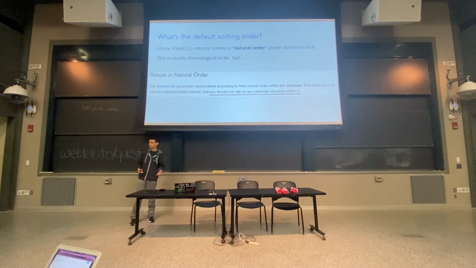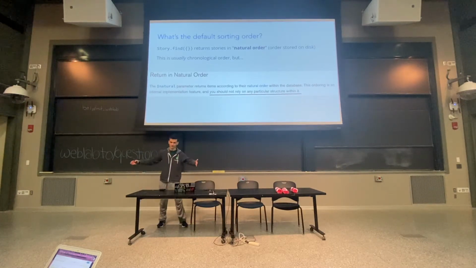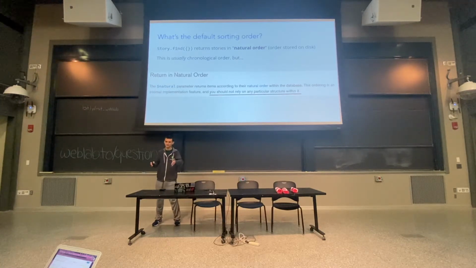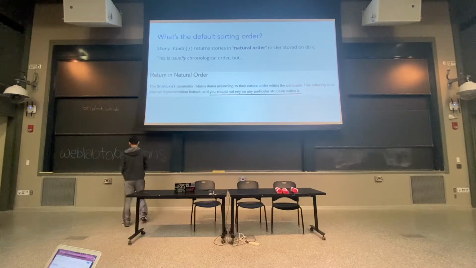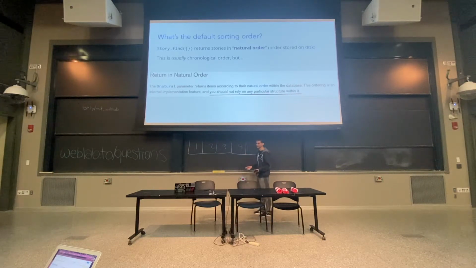The reason for this is, for example, let's say you have a bunch of posts. They're all stored on your hard drive. Then you delete some posts. Natural order is basically the order that posts are stored on your hard drive. So if I have post 1, post 2, post 3, they're getting stored in order, so it's fine. But say I delete post 2.